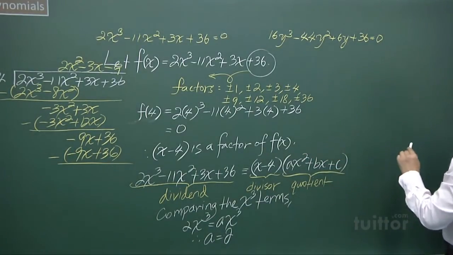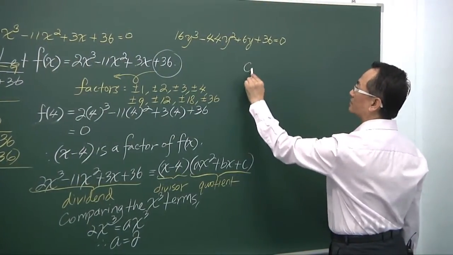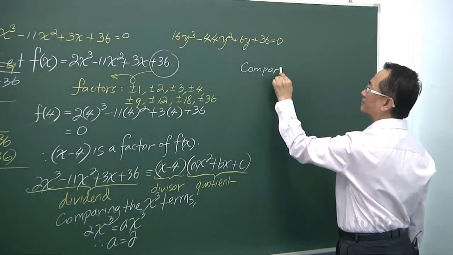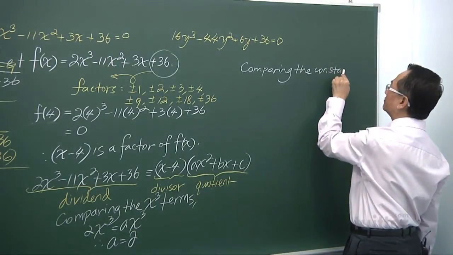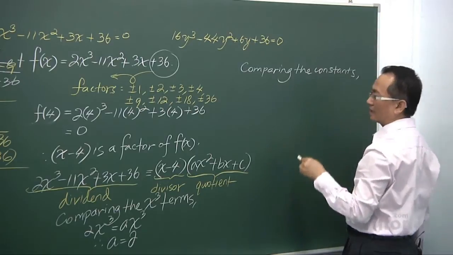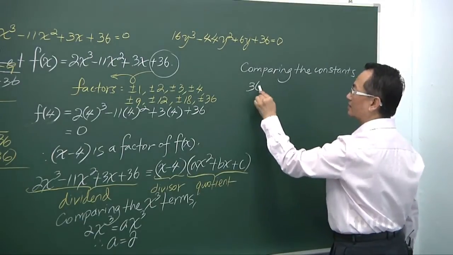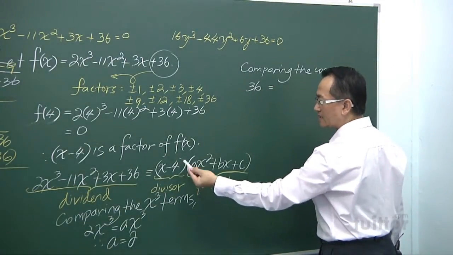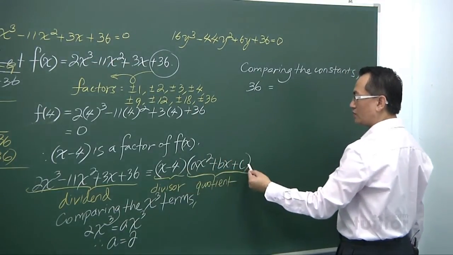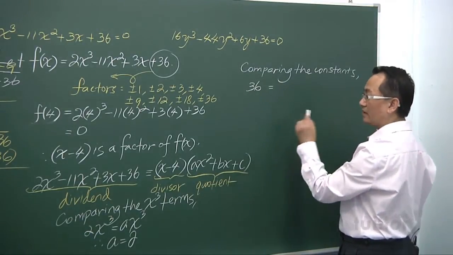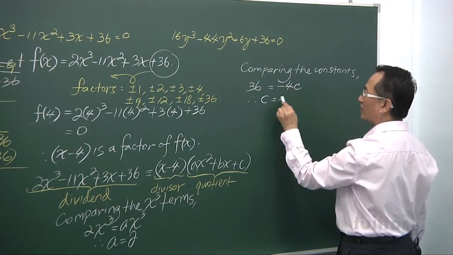So next is to compare the constant term. So comparing the constant on the left hand side of the identity, I have 36. On the right hand side, I simply take the constant term in the first set of bracket multiply to the constant term in the second set of bracket, and I have negative 4c. Therefore, c is equal to negative 9.